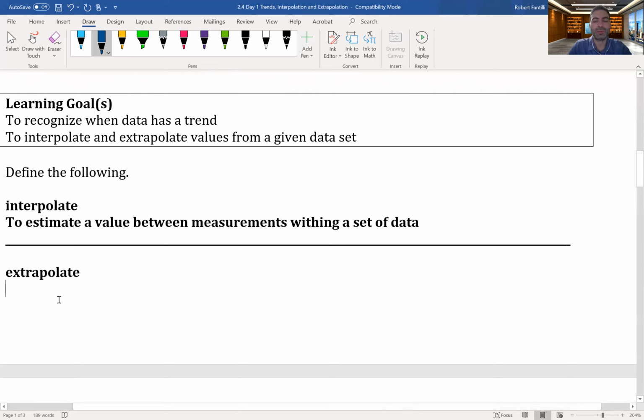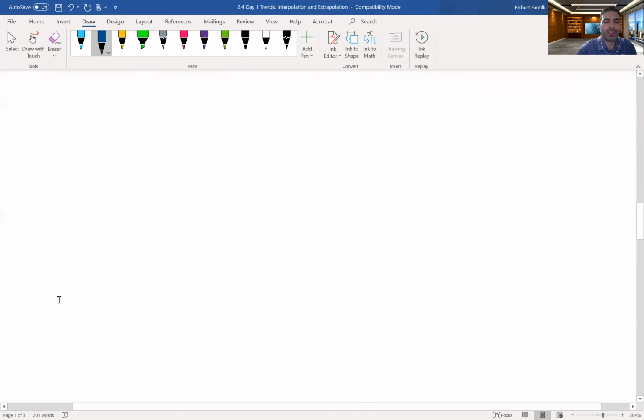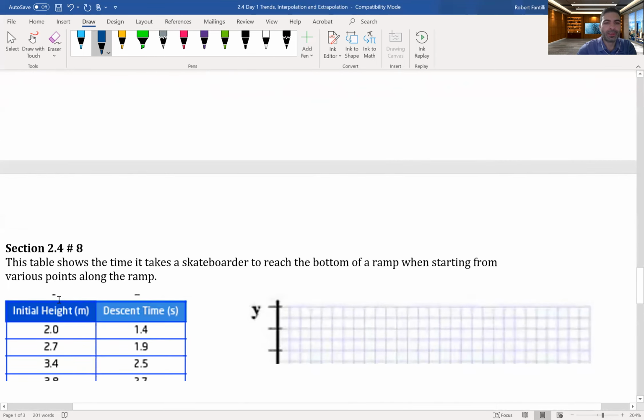We're going to also learn about extrapolating. We're gonna do that in the questions below. To extrapolate is to estimate a value beyond the range of a set of data. I say so X is like exit, you're going out or beyond what's already given in a set of data, okay? All right, let's look at this.